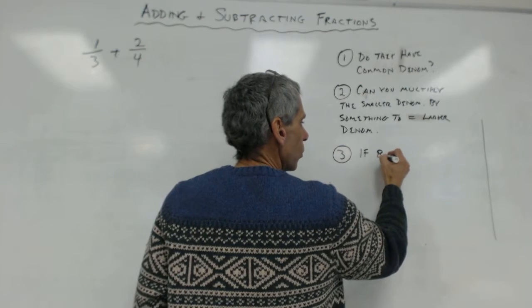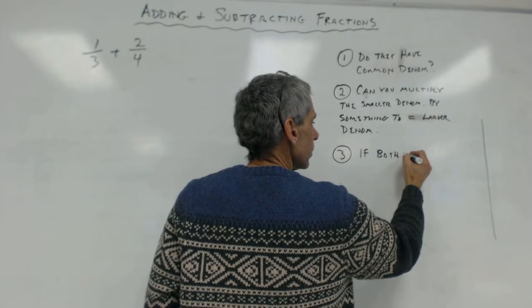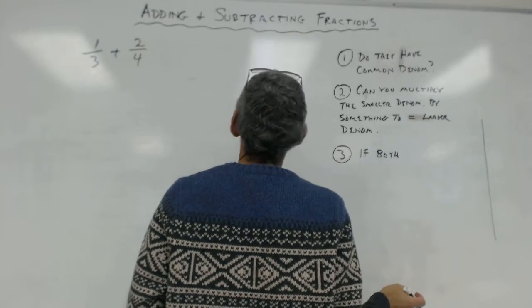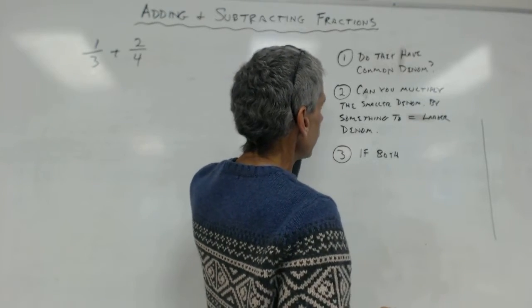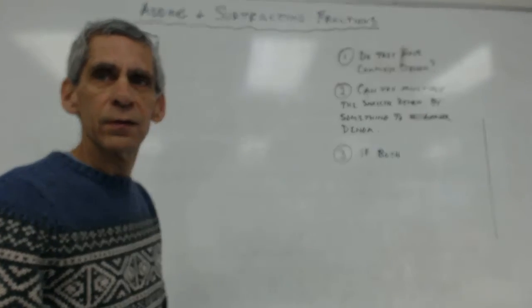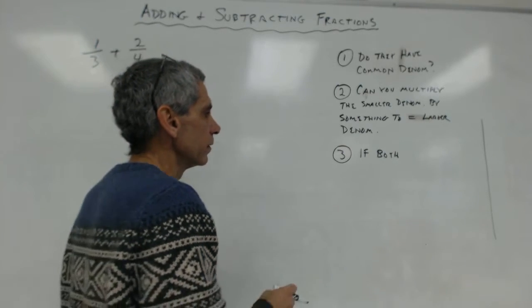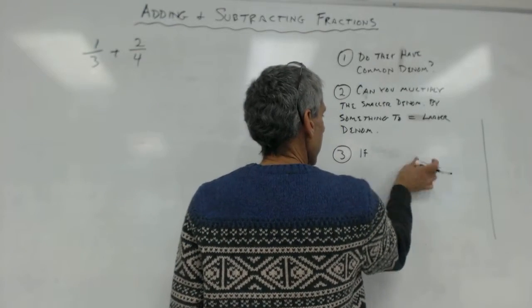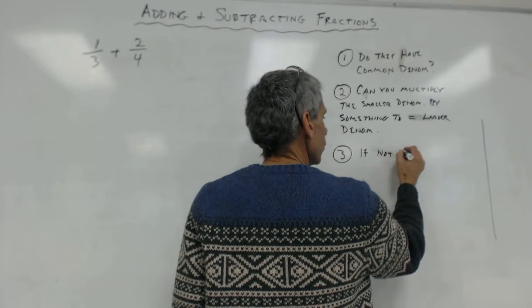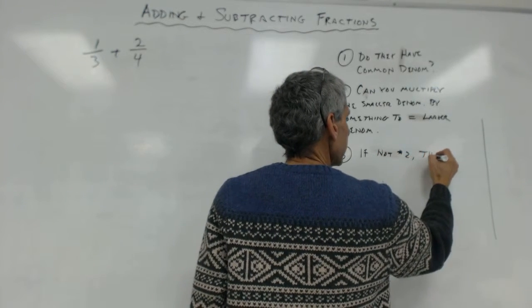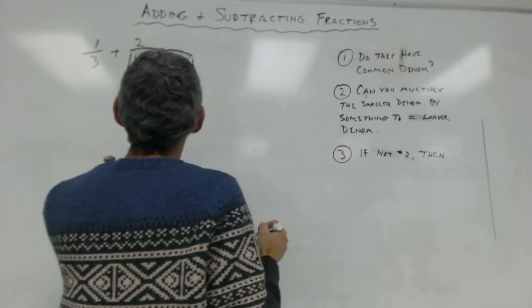If both fractions don't have a common denominator, and you can't multiply the smaller one to get the larger one, how would I say that? How about if I just say, if not number 2, then... is that okay? You get what I mean?